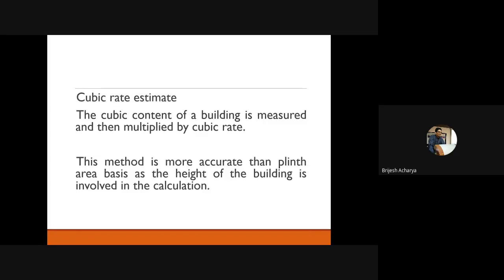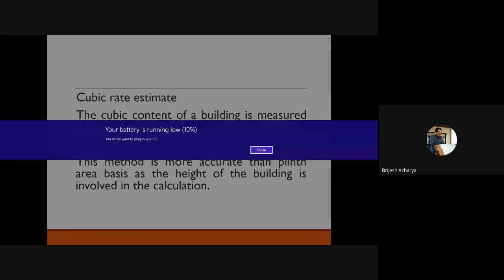Then cubic rate estimate. When the height of the building is considerable, then the plinth area rate method will not be applicable. Then you have to go for the cubic content method of a building, and using the cubic content method, you can find the value of a property.